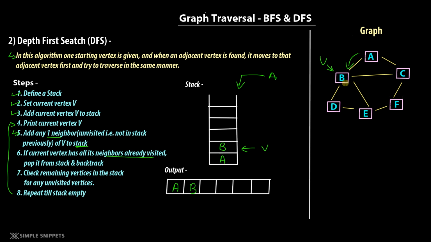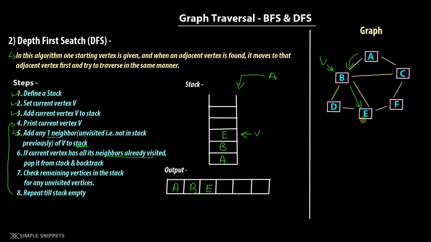So let's select E for this case, okay? So let me write E, and E will be added to the top of the stack. And this will be the current vertex now. And step 6 and step 7 will be skipped because we still have to traverse all the nodes. So step 8, we will again repeat the process, which is print the current vertex. So let's print E.